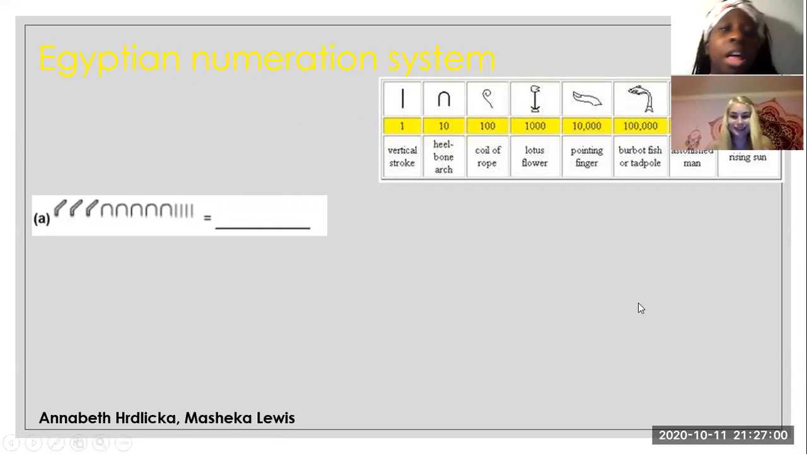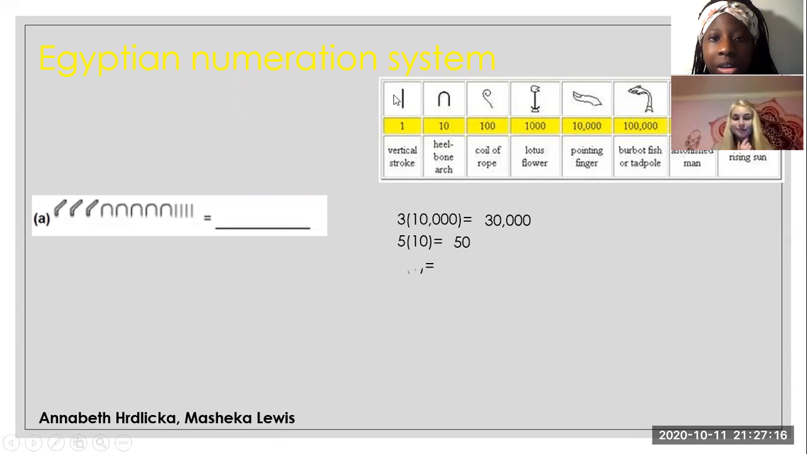Sorry. So the first is the Egyptian number system. So we just look at the picture, what it represents, and then we multiply by how many it has. So 10,000 times 3, and then so on. 5 times 10, because it's the 5 and 10. And that'll be our answer.